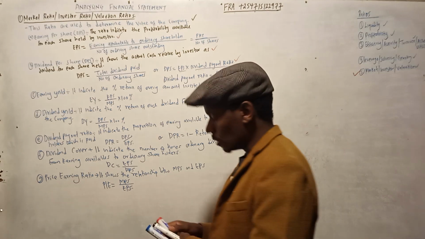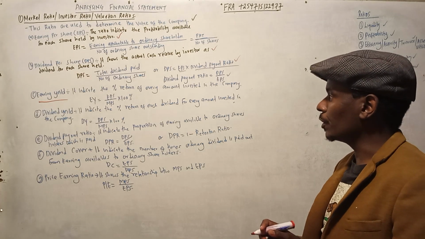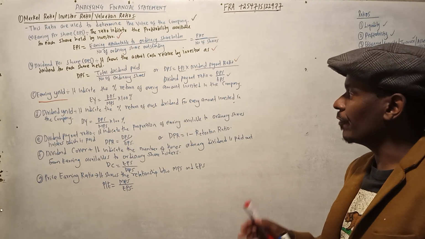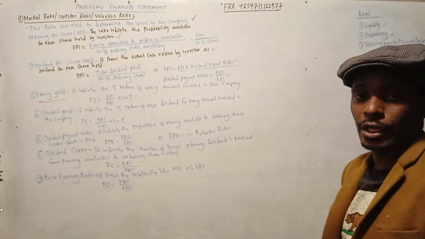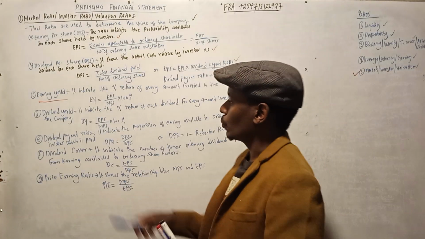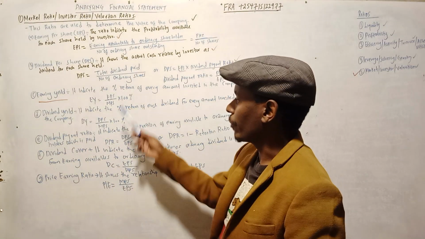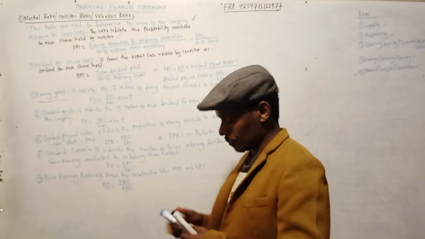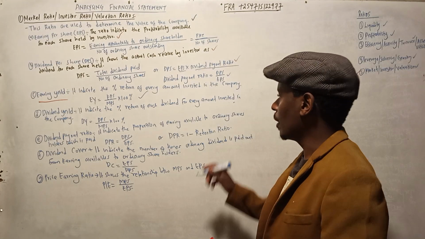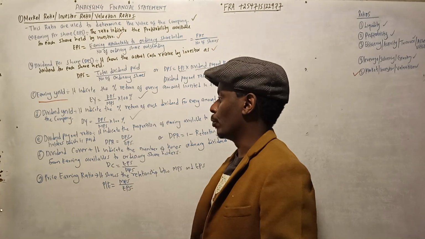Earnings yield is our next metric. It indicates the percentage return of every amount invested in the company, paid in terms of EPS. How do you get it? You take the EPS divided by the market price, then multiply by 100 to get the earnings per share as a percentage of return. Dividend yield indicates the percentage return of each dividend for every amount invested in the company shares. So you take DPS over MPS and multiply by 100.